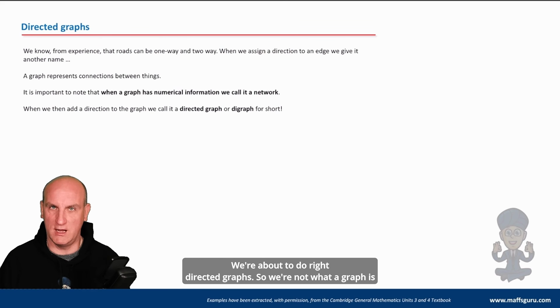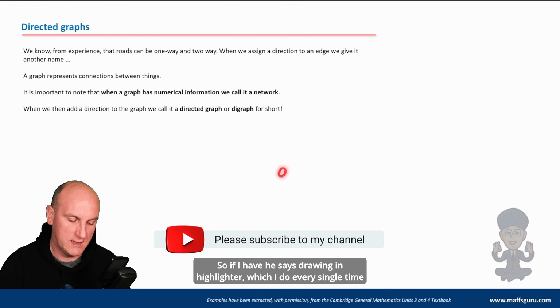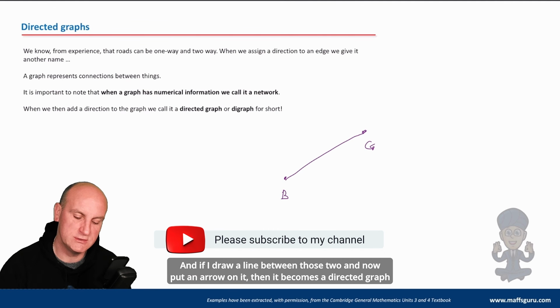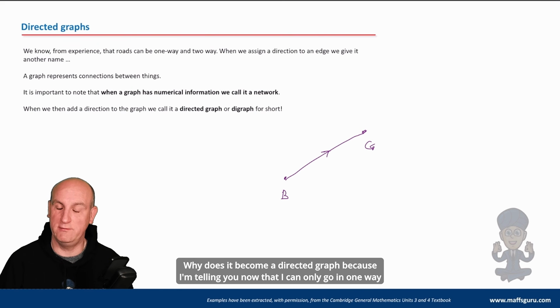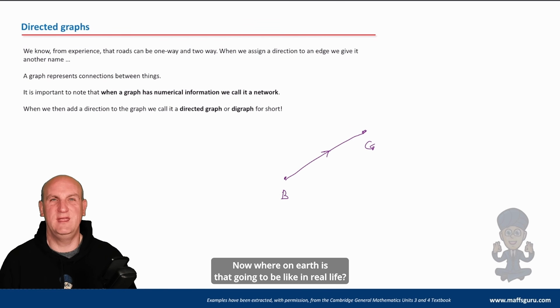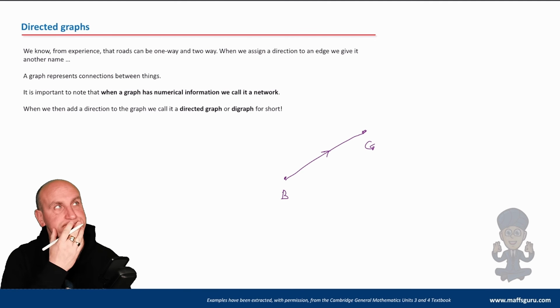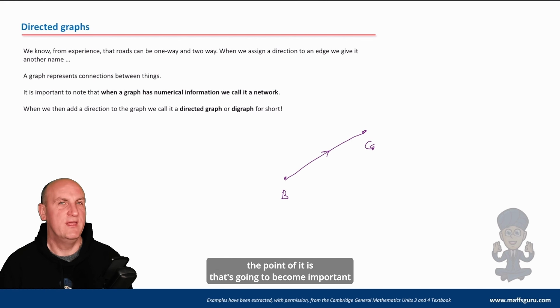Right, directed graphs. So we know what a graph is. Now we're going to add some direction to it. So let's say Ballarat, and there is Geelong. If I draw a line between those two and now put an arrow on it, then it becomes a directed graph. Why? Because I'm telling you now that I can only go one way, from B to G. Where in real life are we ever going to have two connections that can only go one way? Water, of course. The point is that's going to become important.